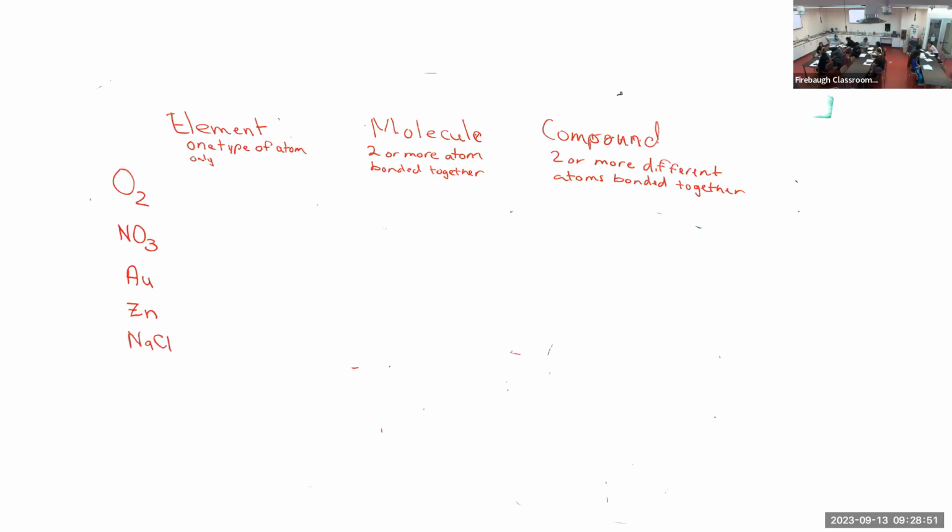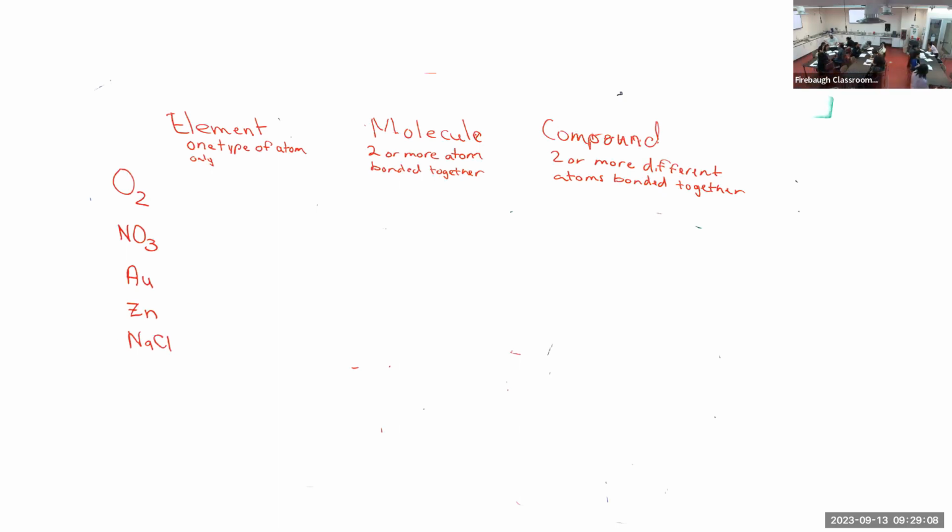P4, is that diatomic? H2. Okay. N2, O2. I2, Br2, and Cl2. Simple, right? Okay, so now that you guys know that, we know that those are diatomic elements.